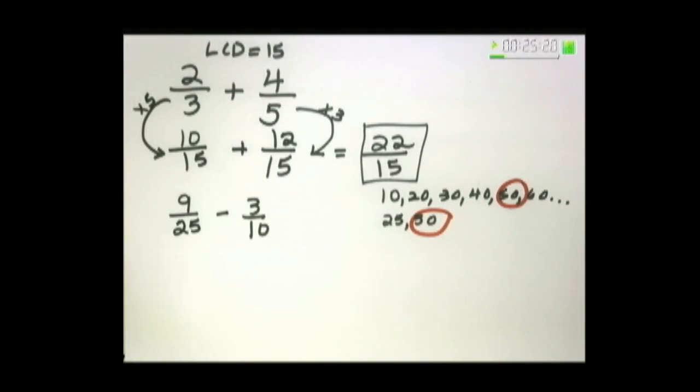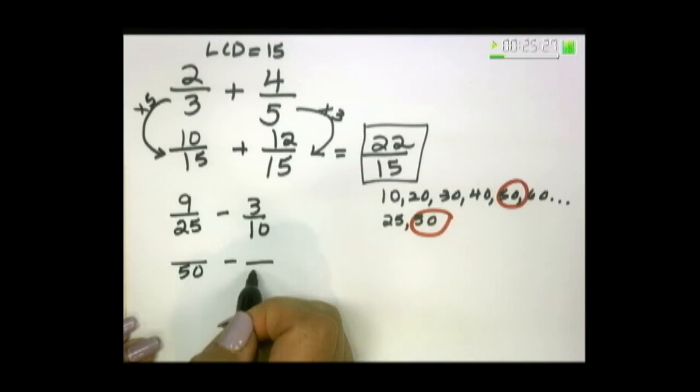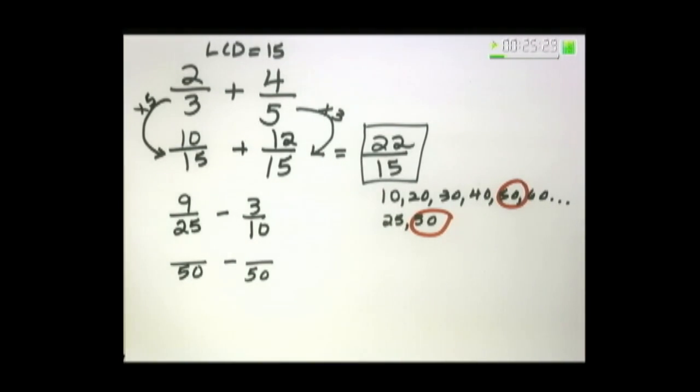50 is the first one that they have in common. So our LCD is 50. That's one way to do it. Here's another way. Look at the prime factorization.